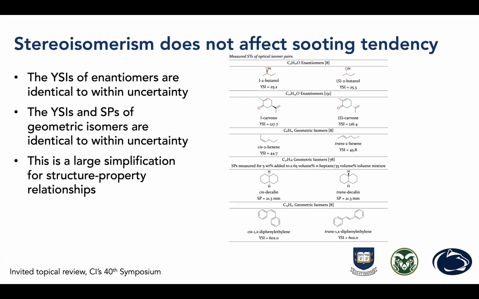One thing that's interesting is that stereoisomerism does not seem to affect sooting tendency. The YSIs of enantiomers are identical to within uncertainty. And YSIs and smoke points of many geometric isomers are also identical. So this is very useful to simplify structure property relationships.